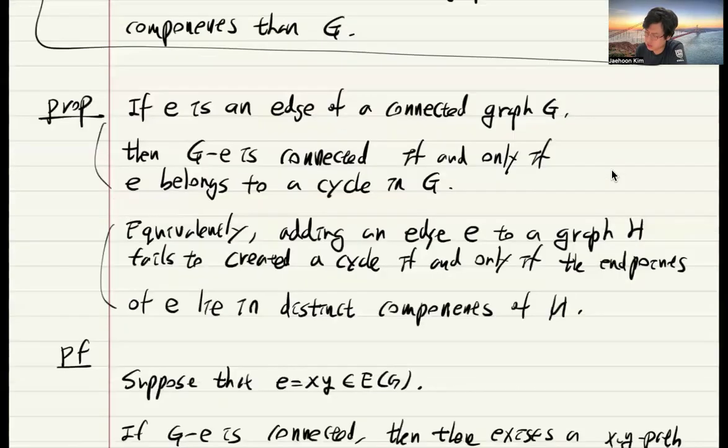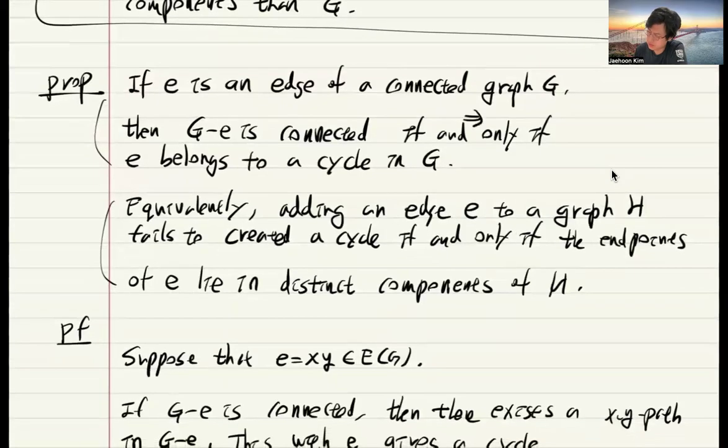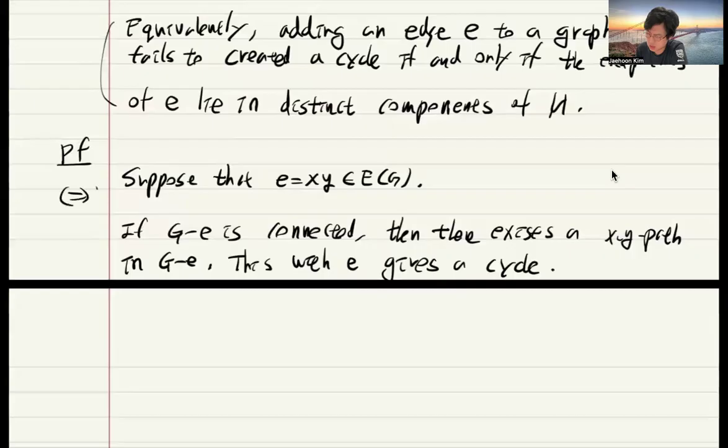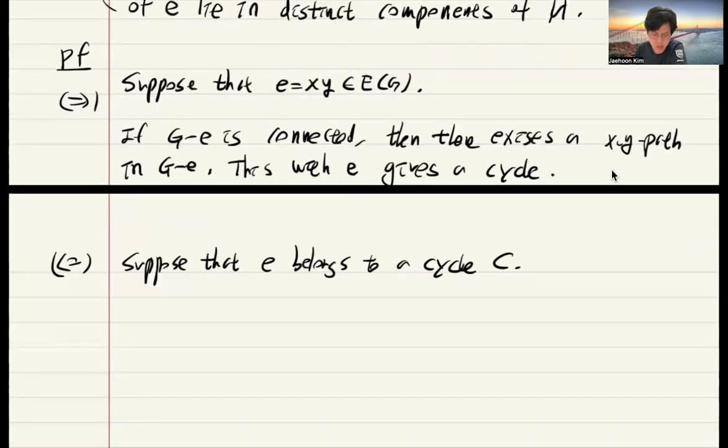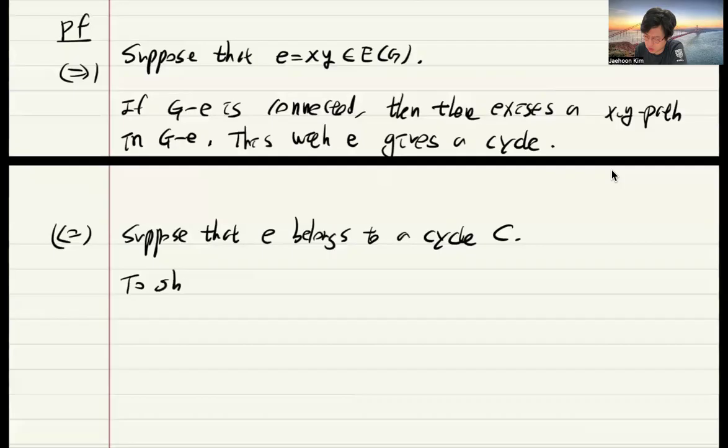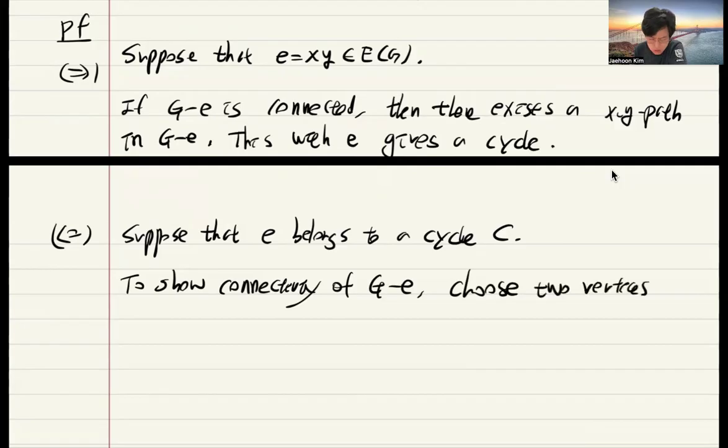So this shows that direction, and now take the other direction. Suppose that E belongs to a cycle, C say. To show the connectivity of G minus E, we choose two vertices, U and V in G. And then what we want to show is that there is a path between them.